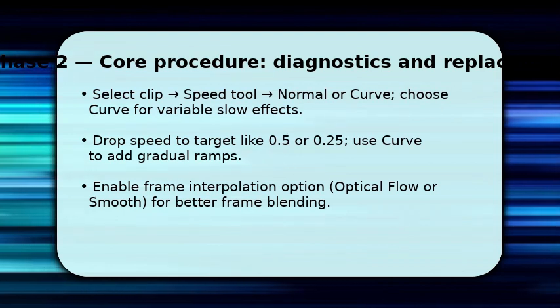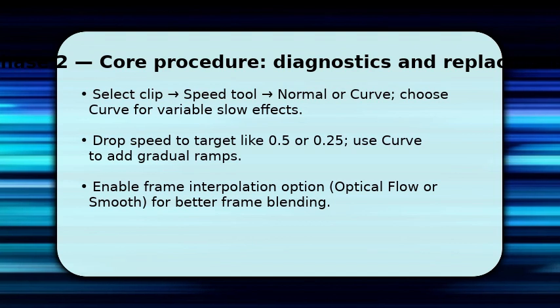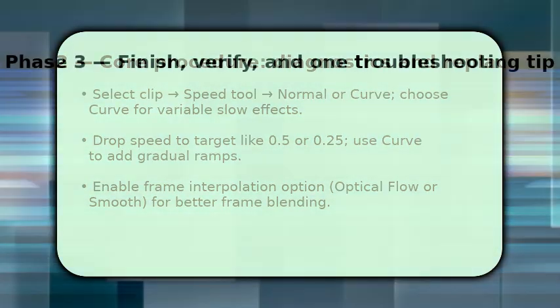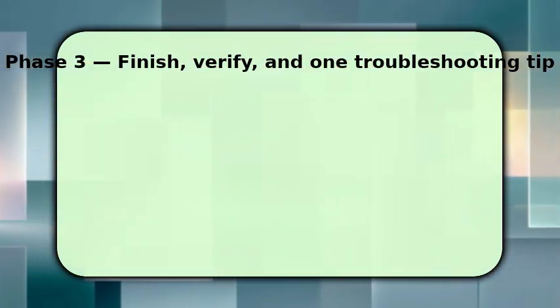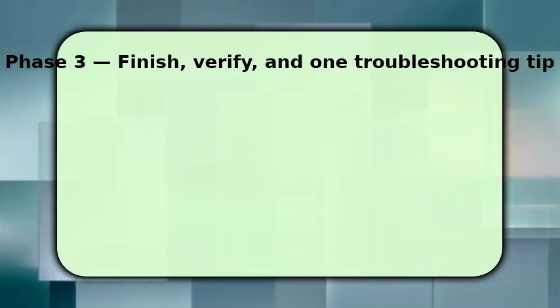Crucially, enable CapCut's frame interpolation option, labeled optical flow or smooth, so the app generates intermediate frames and avoids stutter. Make small adjustments, then preview at full resolution. Finish by refining and exporting your smooth slow motion. Play the clip at full resolution to inspect for wobble or ghosting.